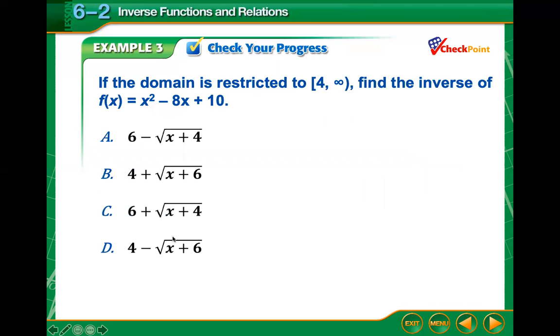So if the domain is restricted to 4 to infinity, find the inverse of x squared minus 8x plus 10. Pause the video as needed to go ahead and give yourself time to work this one out. Okay. You should get D, 4 minus the square root of x plus 6.